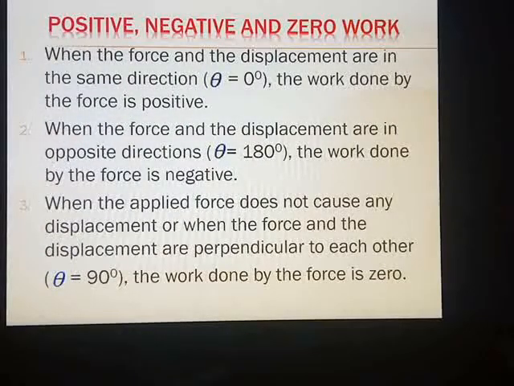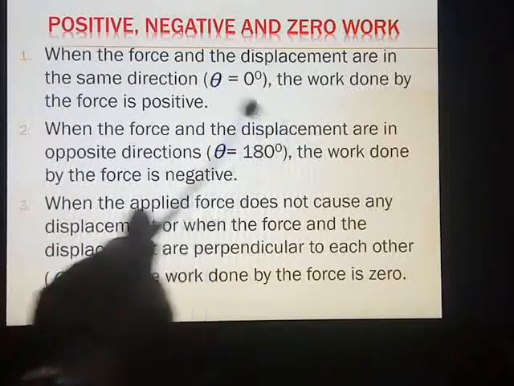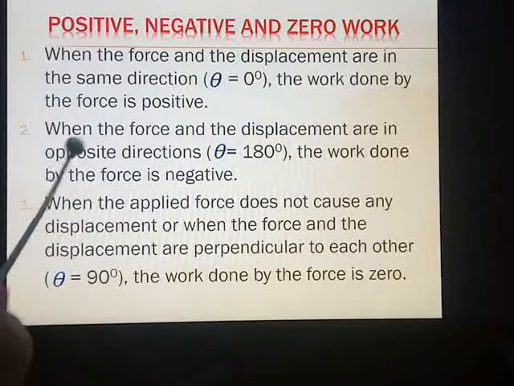You have applied the force to that car and the car has also started moving in the same direction. It is not moving back towards you. You are pushing the car and the car has also started to move in the same direction. Then the work done by the applied force is positive. Exactly opposite, when the force and the displacement are in opposite directions, theta is equal to 180 degree, the work done by the force is negative.